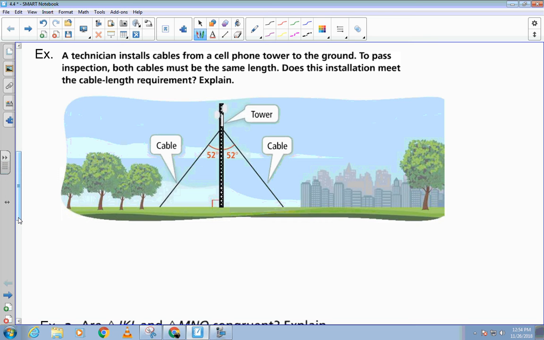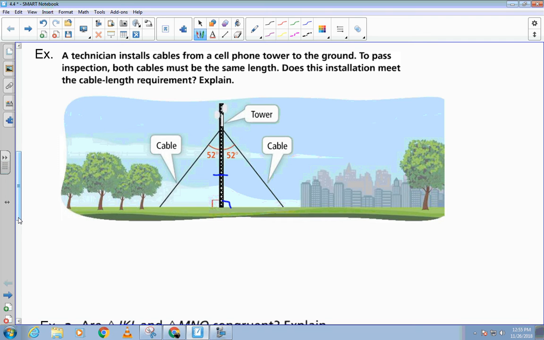Yes, how do we know? Well, you know that these two angles are 52. Yes. These two are both 90, right? And they share this actual tower, correct? What does this establish? Angle, side, angle, right? And so if these two triangles are congruent, then these cables are also going to be congruent by what? Okay. The triangles are congruent by angle, side, angle, but these cables are congruent by CPCTC. Corresponding parts of congruent triangles are congruent.